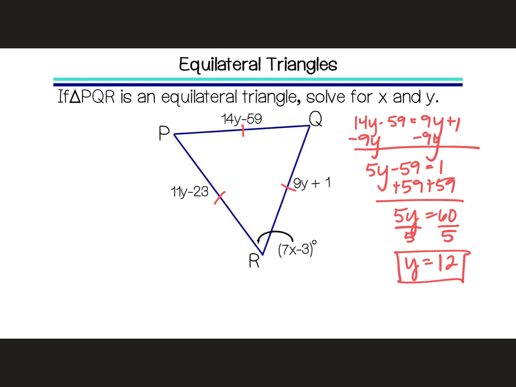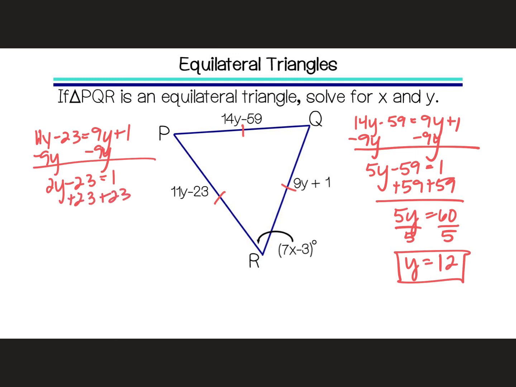If I would have paired two other ones together, so let's say I did 11y minus 23 equals 9y plus 1, I should also get 12. Subtracting 9y gives me 2y minus 23 equals 1. Adding 23 gives me 2y equals 24. Divide by 2, and you'll see again that y is 12. So I didn't have to do this twice, but I'm just showing you could pair together any two of them and you would get the same thing.